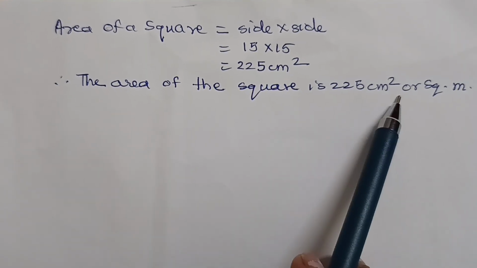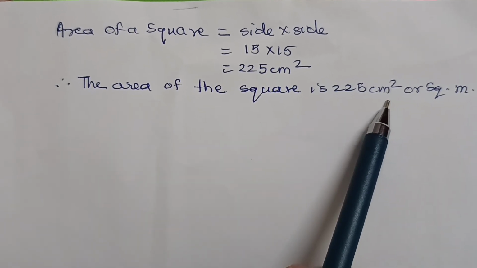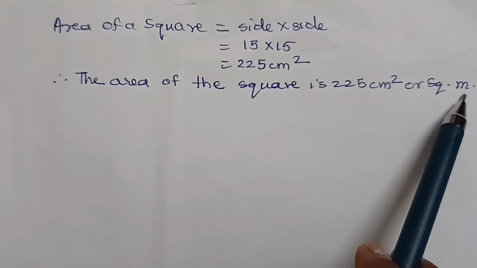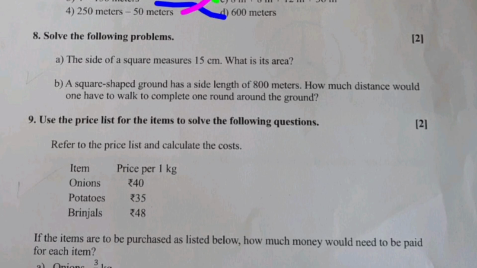So again you have to write a statement also. Therefore the area of the square is 225 centimeter square, or you can write it as 225 square centimeter. Question number 8b. A square shaped ground has a side length of 800 meter. How much distance would one have to walk to complete one round around the ground? Here the length of the square is given 800 meters. We have to find out the perimeter of the square.